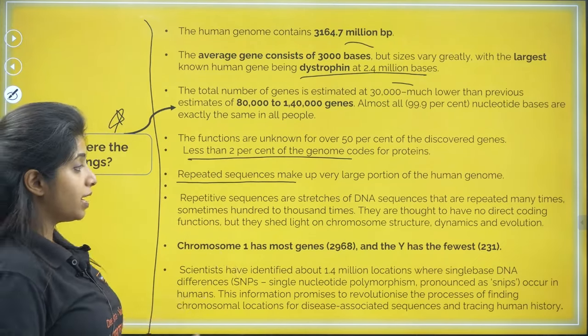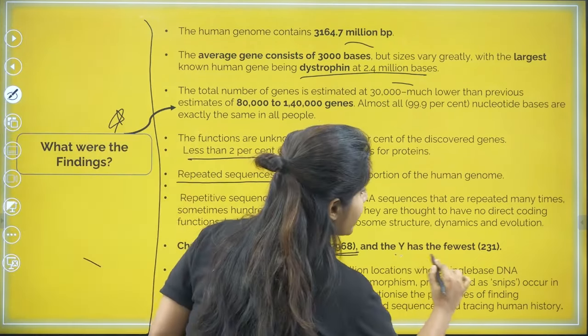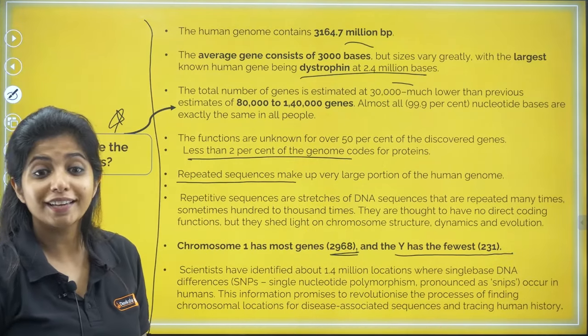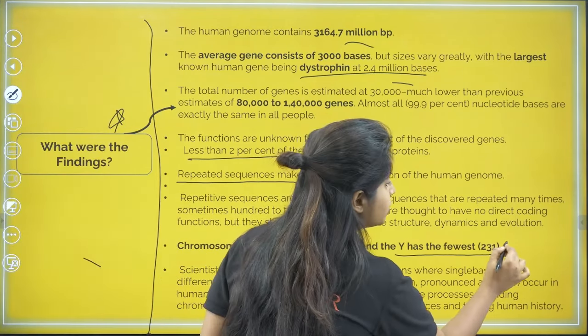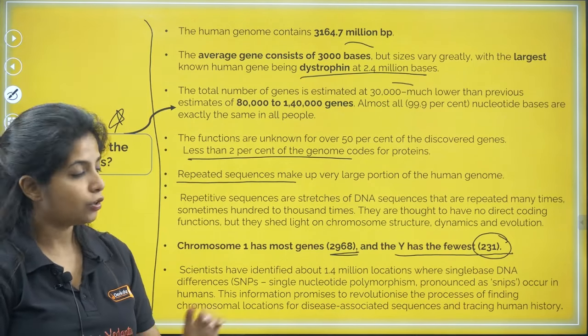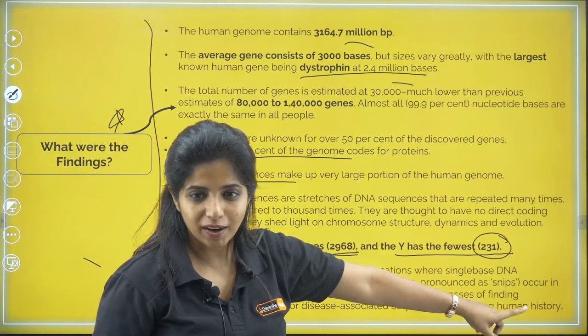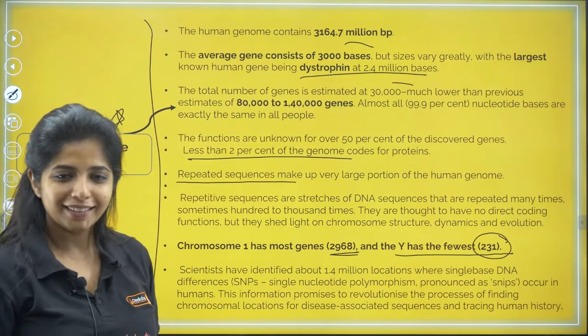Now, chromosome number 1 has the most genes. I told you it is 2968. And the Y chromosome has the fewest. The Y chromosome is found in males, and they have 231, my dear children. 231 genes out there. 2968 and 231. So 231, you can remember like that. So one came late. Okay.